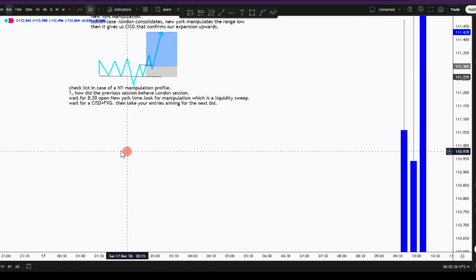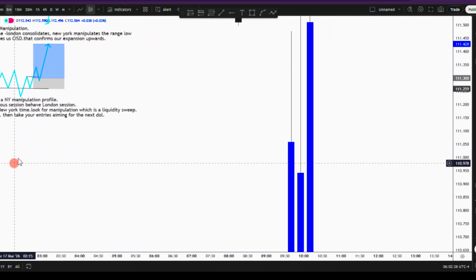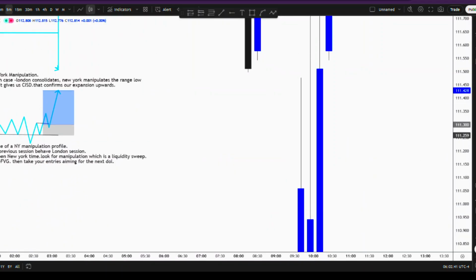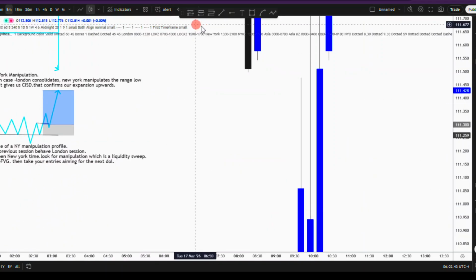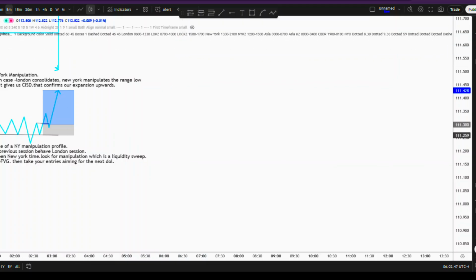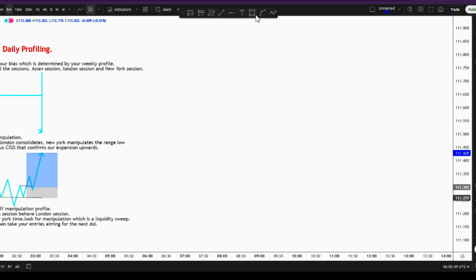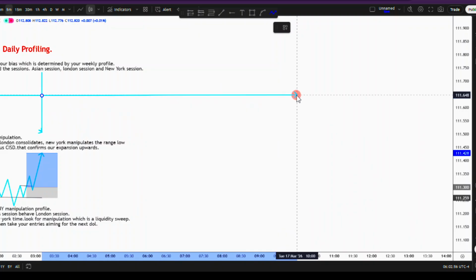And then the last profile, so where am I going to place this? Let me hide this first. So the next profile and the last one is the New York reversal.